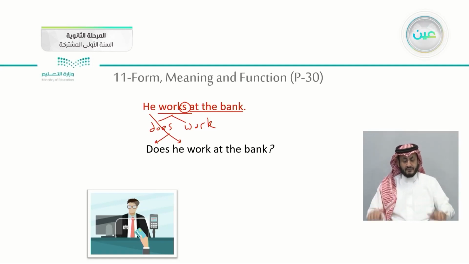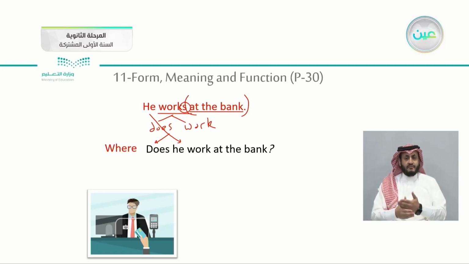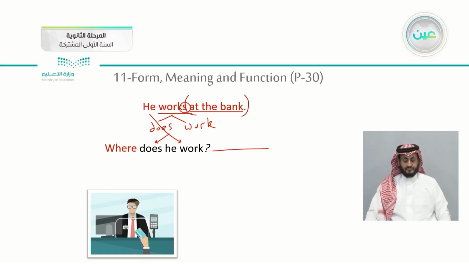Now, I want the answer to be not a yes-no, just like here, yes he does, no. I want to ask a question about at the bank. What WH question word will you use? What, who, where, when? Because it is a place, we will use where. So, where does he work at the bank? Which one is the answer? At the bank. So take it out. I will give it the chance for the one who will answer me to use it. So, where does he work?